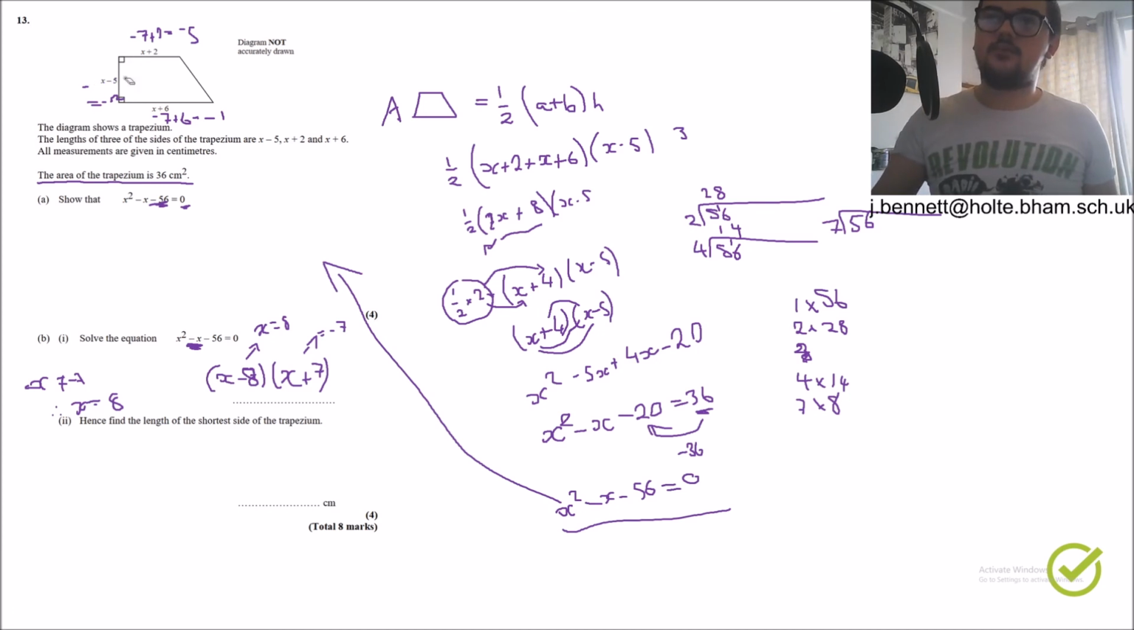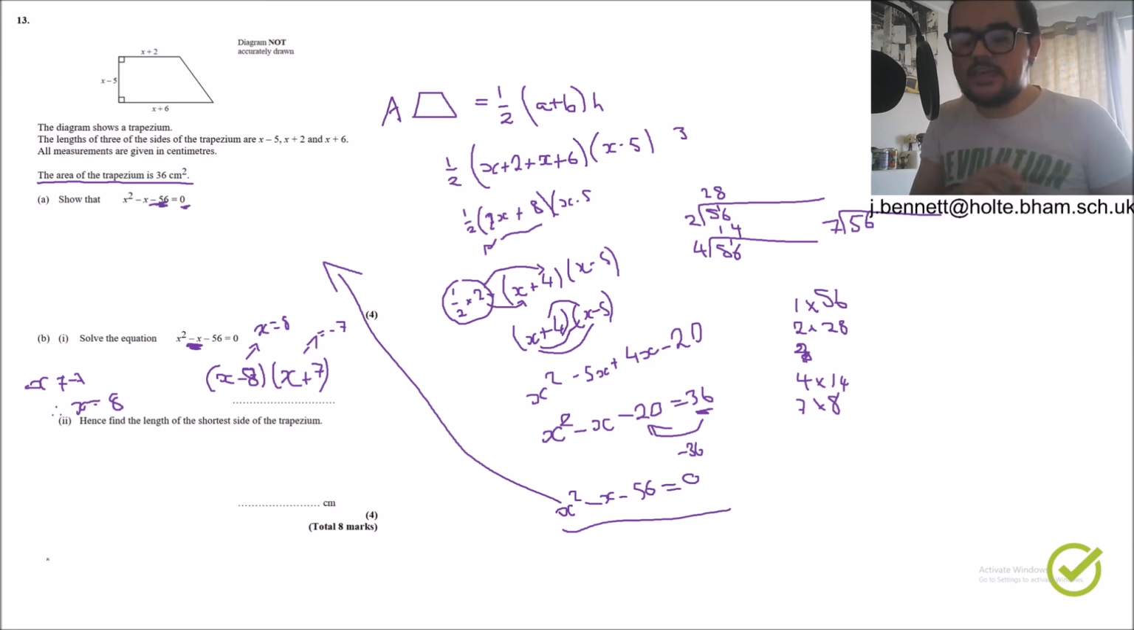And now it says, hence find the shortest side of the trapezium. Now if we look at all of this, which one's going to be the shortest side? Is it going to be the thing you're adding stuff to, or the thing you're taking stuff away from? It's going to be the thing you're taking stuff away from, because you have 8, and for this bit you add 2, that gets 10. For this bit you add 6, you get 14. For this bit you take away 5, you get 3.